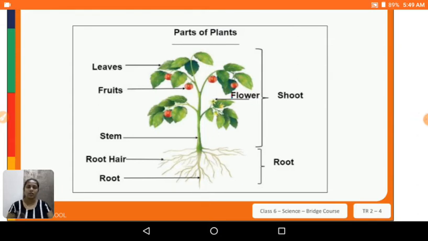Today we will be learning about plants, and now let's first see the parts of a plant.